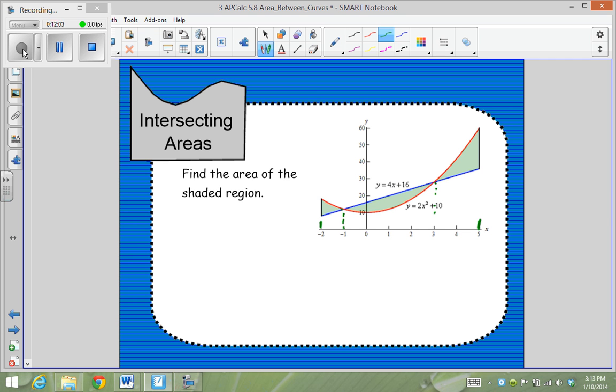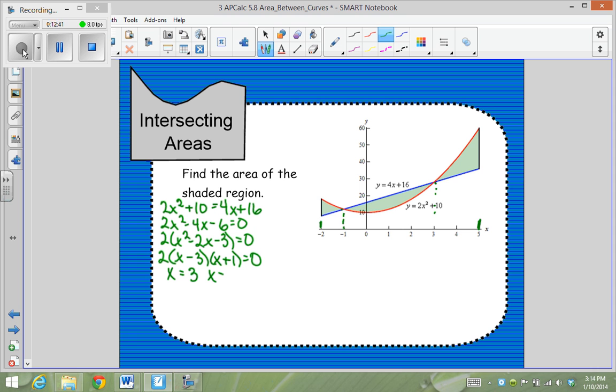But in order to double check that, what you need to do is set those equal to each other. If you set 2x squared plus 10 equal to 4x plus 16, then overall you've got 2x squared minus 4x minus 6 equals 0. Factor out your 2. Continue to factor. And you can tell that your intersection points are at 3 and at -1. And so that's how you found those bounds.